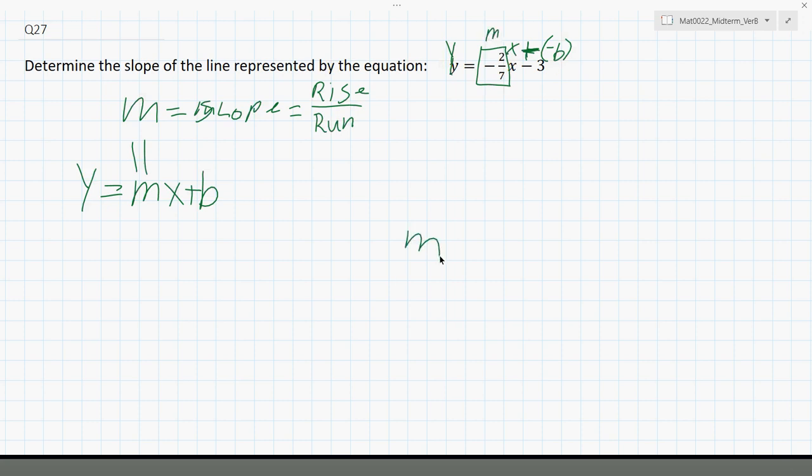So that means that m equals negative 2 over 7, just because he's the one touching the x, and that's how we said this equation works. The guy touching the x is always going to be m, as long as it's set up in this equation where there's nothing in front of the y, and b has its own value space. That means that this is m, and m is equal to slope.